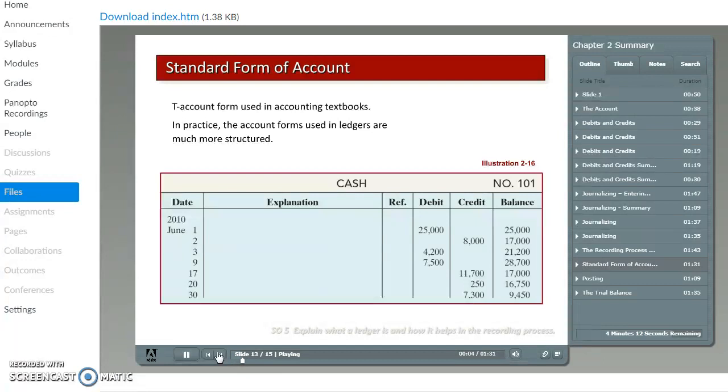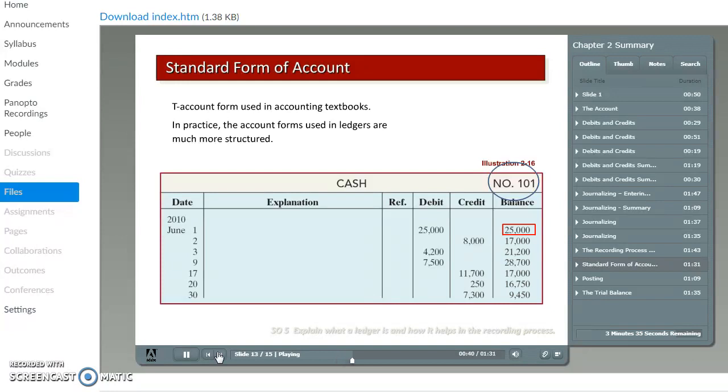Discuss the T account presentation. Here we look at a different presentation of the account form. The cash account, numbered 101 in this example, reflects 7 transactions during the month of June 2010 that affect cash. On June 1st, there was a journal entry that includes an entry of $25,000 into the debit column of cash. After this transaction, the balance of the cash account at June 1st is a debit balance of $25,000.